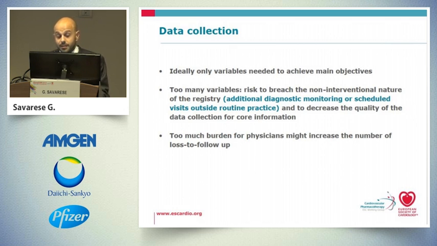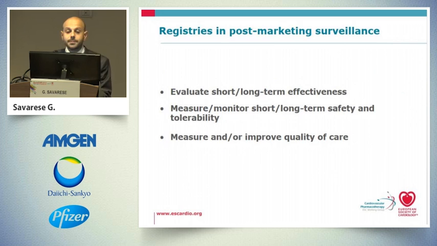As I was saying, if there are too many variables, there is also the risk of breaching the non-interventional nature of the registry and decreasing the quality of data collection for core information. And it will be too much burden for physicians to include all this data in the registry, so there will be a lot of loss to follow-up and a lot of missing data for specific variables.